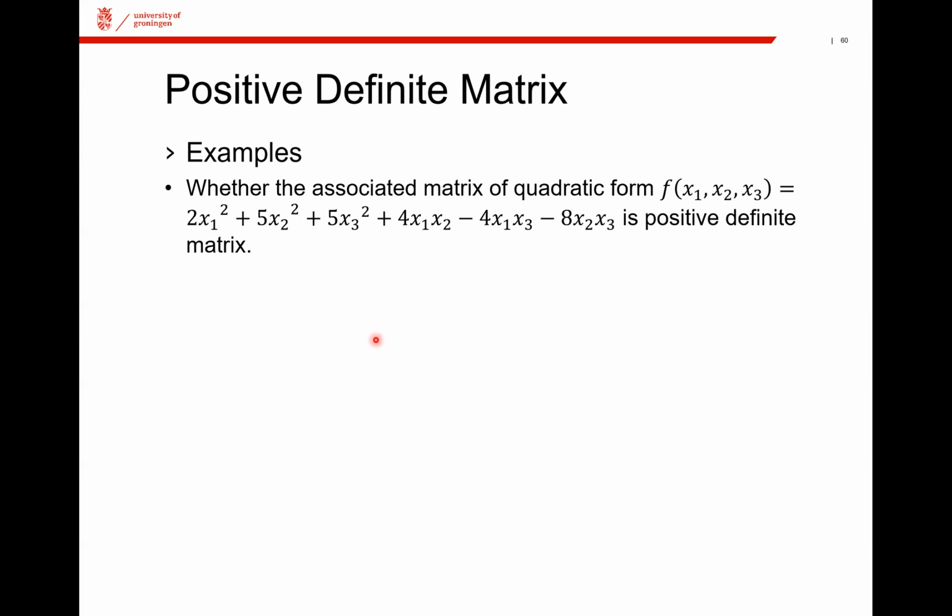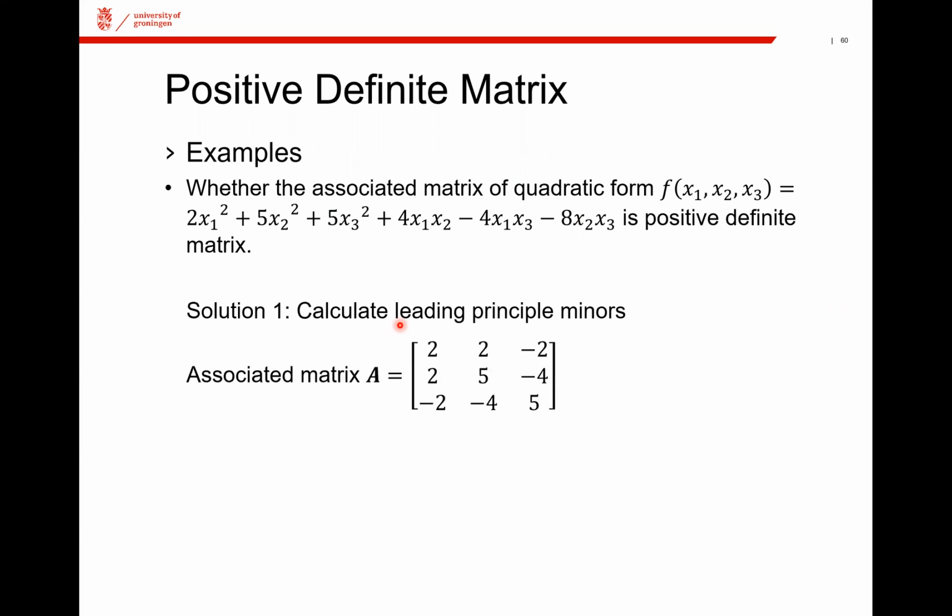Here are some examples. Whether the associated matrix of this quadratic form is a positive definite matrix. First we have to write down the associated matrix. And there are three solutions in total. The first one is to calculate the leading principal minors. In this case, it is easy to use this method because the dimension is only 3.